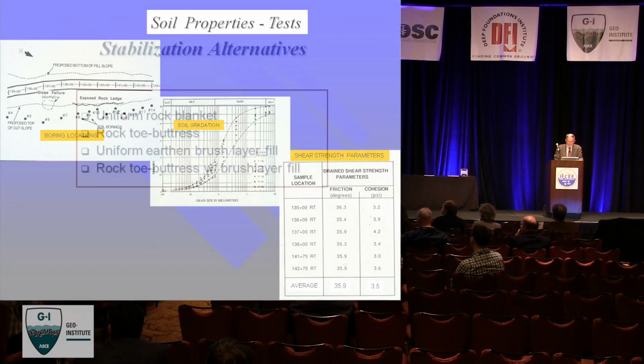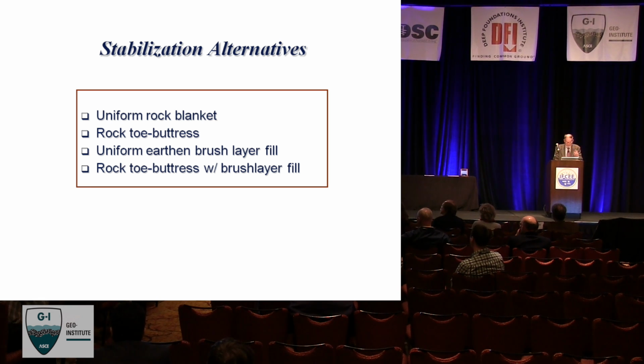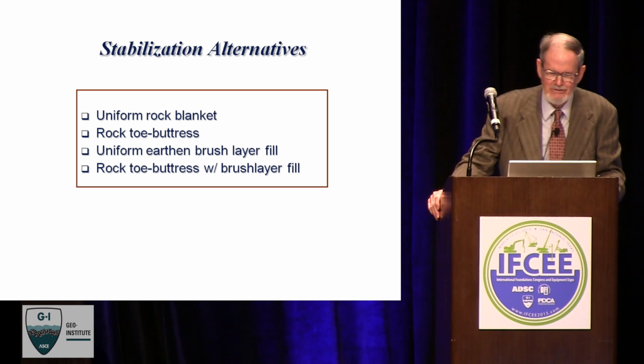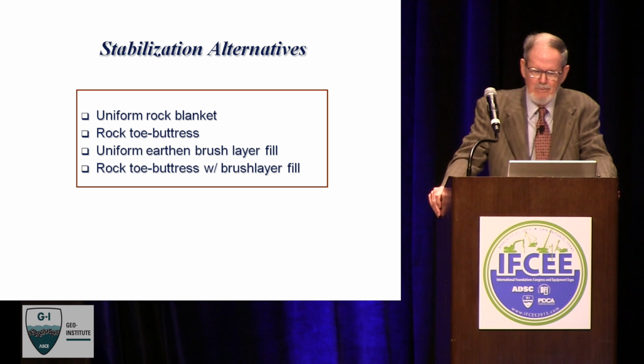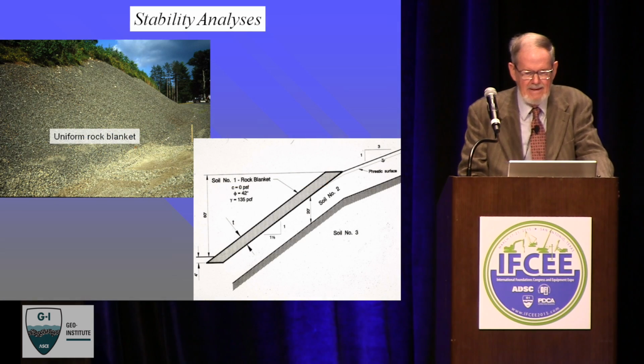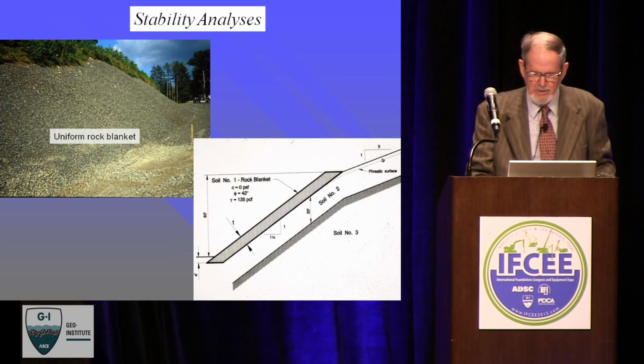The stabilization alternatives that were considered here were a uniform rock blanket, which was favored by the Massachusetts Department of Transportation, a rock toe buttress, a biostabilization alternative, namely a uniform earthen brush layer fill, and a hybrid system consisting of a rock toe buttress with a brush layer fill atop. Stability analyses were performed on each of these alternatives.